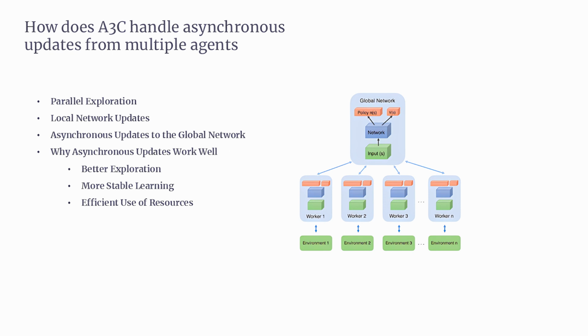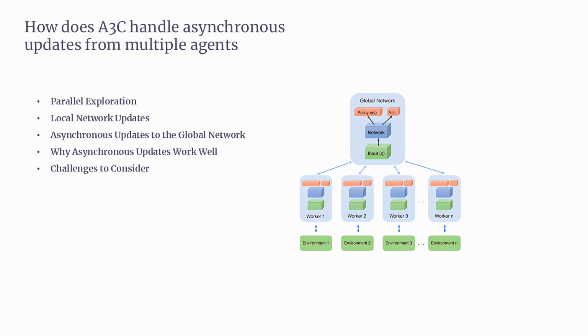This makes it more efficient for real-time learning. The fifth, challenges to consider. Since agents are updating at different times, some might be using outdated information, which can create inconsistencies in learning. Choosing how often agents update the global network and how many agents to use is key to getting the best results with A3C.